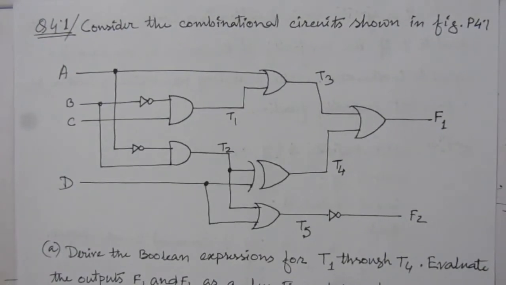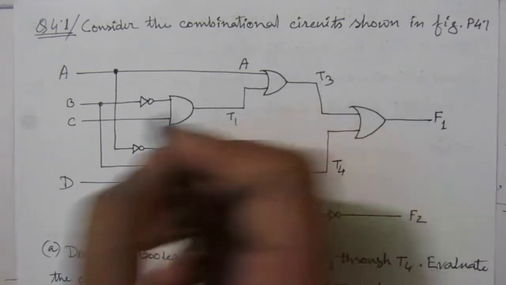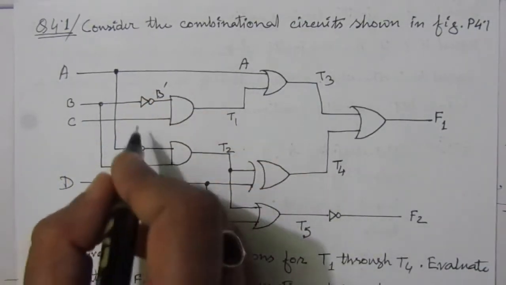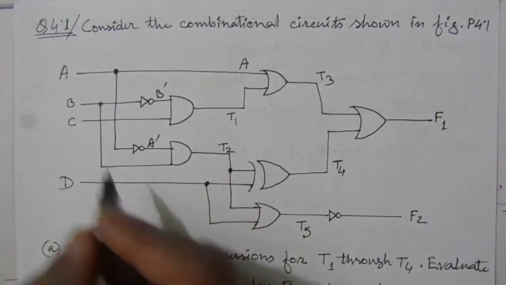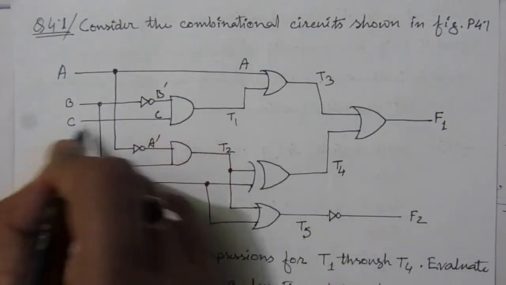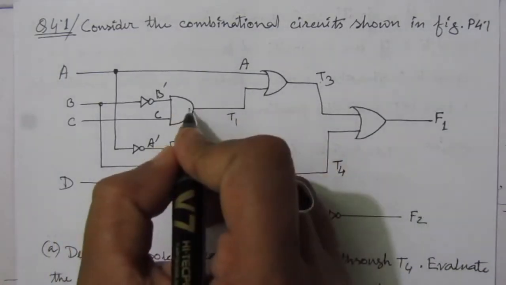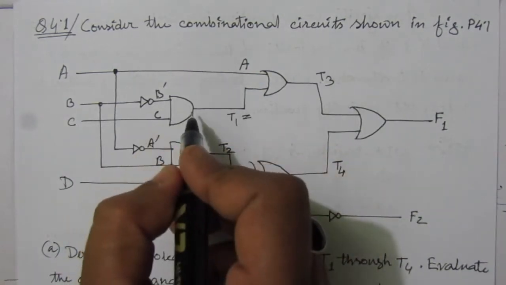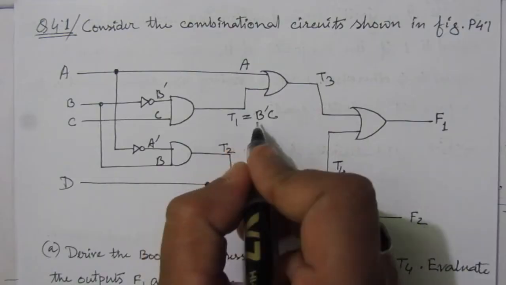First of all, we can see that these are the four inputs A, B, C and D. A is connected here, so here we'll get A. A is the input of this gate. Here we have B, so with the inverter we'll get B bar. Similarly, A is connected through an inverter, so we'll get A bar. C is directly connected, and this one is B. So at the output of this gate we will get T1. T1 will be the AND operation between B bar and C. That means T1 is B bar C.